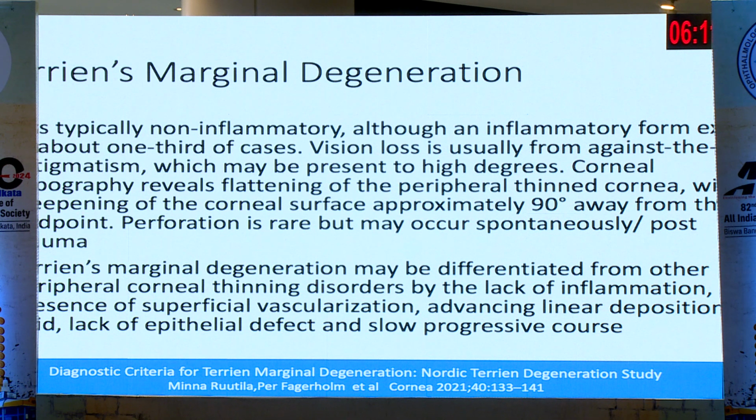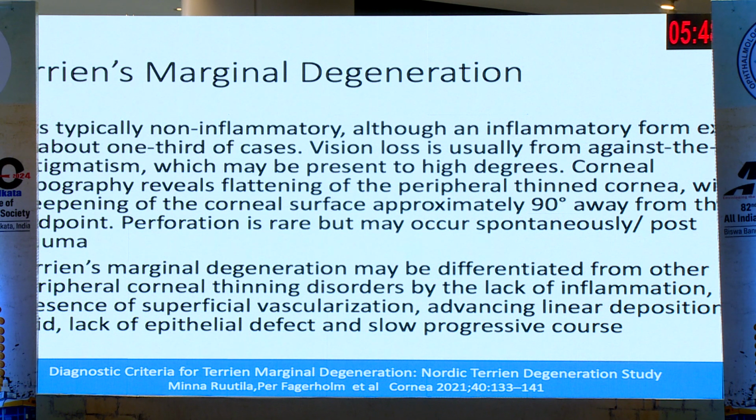Next degeneration that we are dealing with is Terrien's marginal degeneration. This is a slowly progressive peripheral ectatic disorder like all the others. It is characterized by a triad of peripheral stromal thinning associated with lipid deposition at the advancing edge, and there is neovascularization. So there is a superficial conjunctival vascularization advancing onto the corneal thinning.